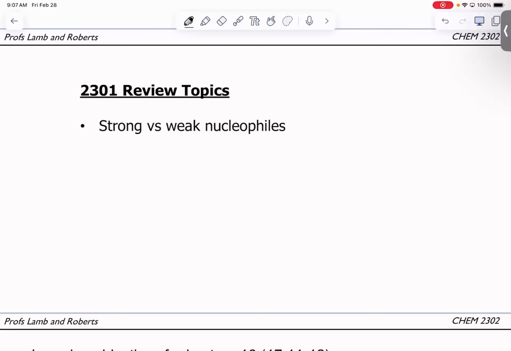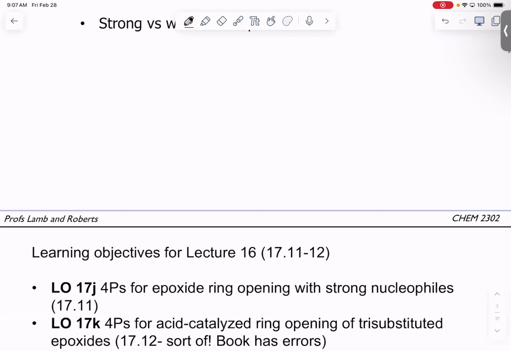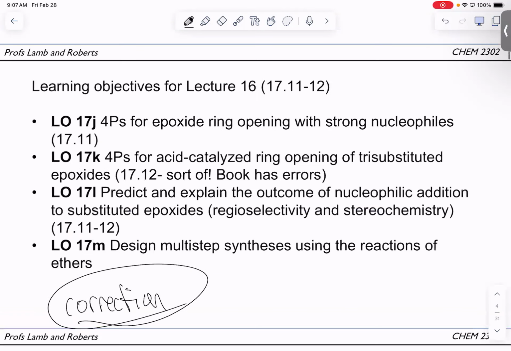And we're going to have different mechanistic pathways, whether they're strong or weak nucleophiles. Figuring this out has to do with things like noticing if they're charged or not, thinking about the electronegativity of the element, how easy it is to give up electrons, and things like that. So our learning objectives are all dealing with topics in chapter 17.